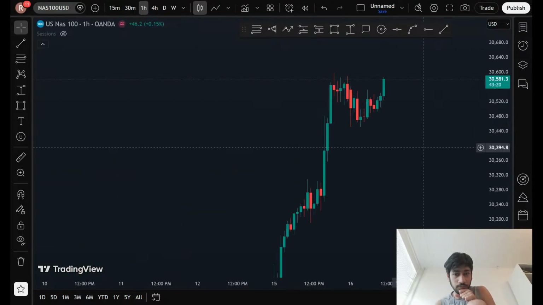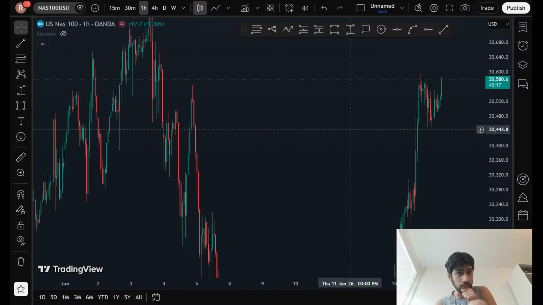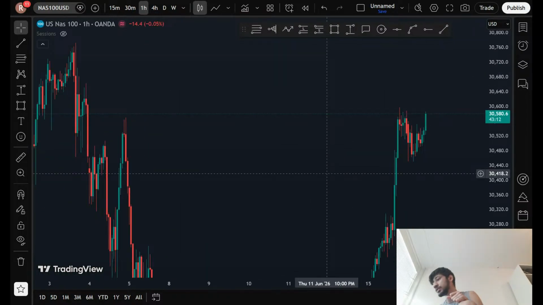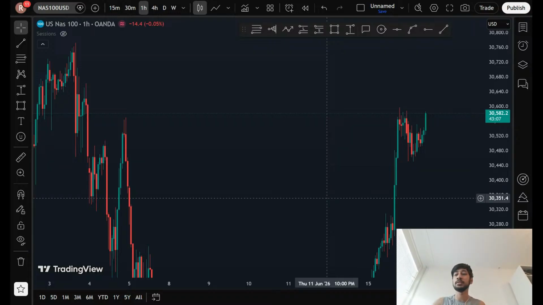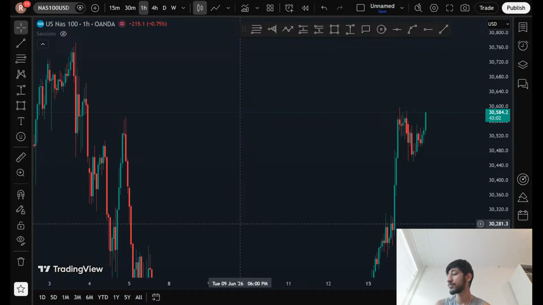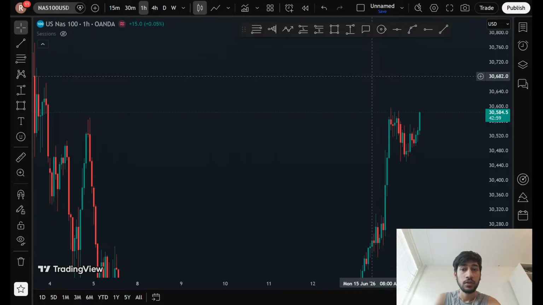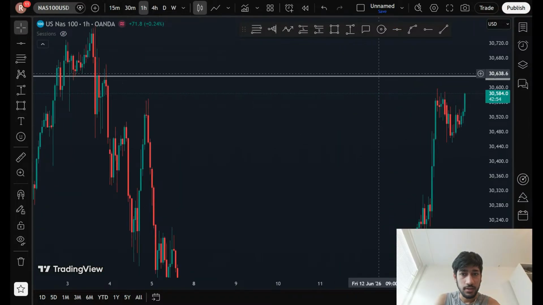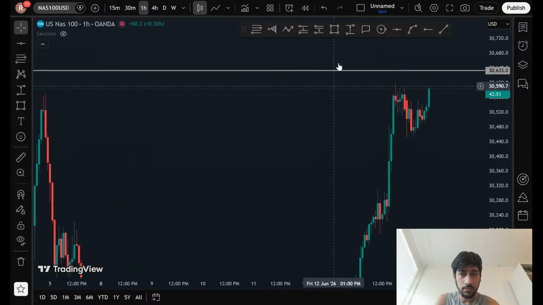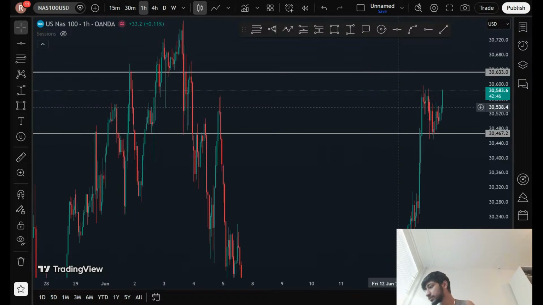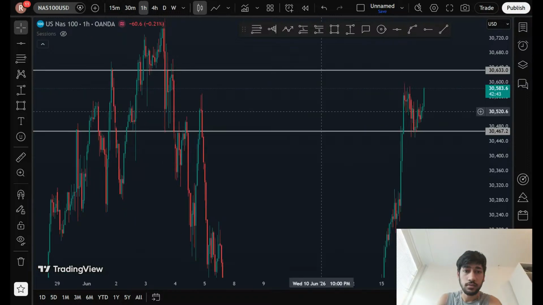H1. So on H1, we are approaching some sort of resistance over here. One thing you have to notice is the higher the time frame, the stronger the probability of the candle rejecting that area, right? So what we can see on the hourly time frame is we have some sort of resistance over here, and we have some sort of support over here. So now, gold is going just up. Gold is shooting up, man.